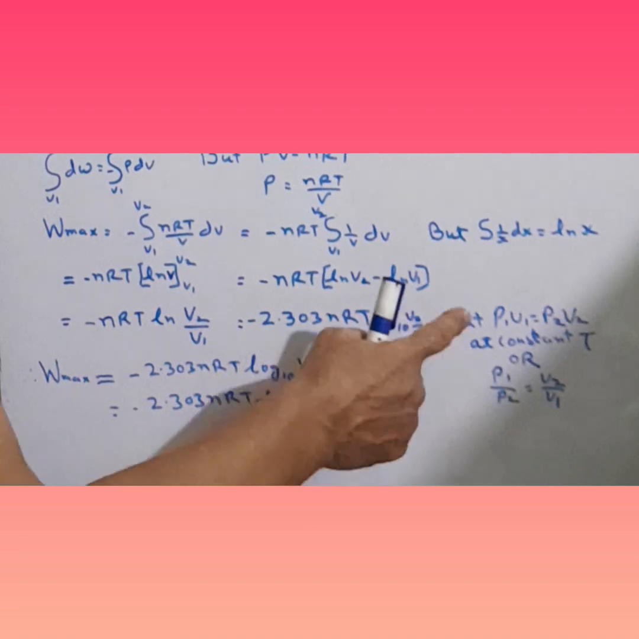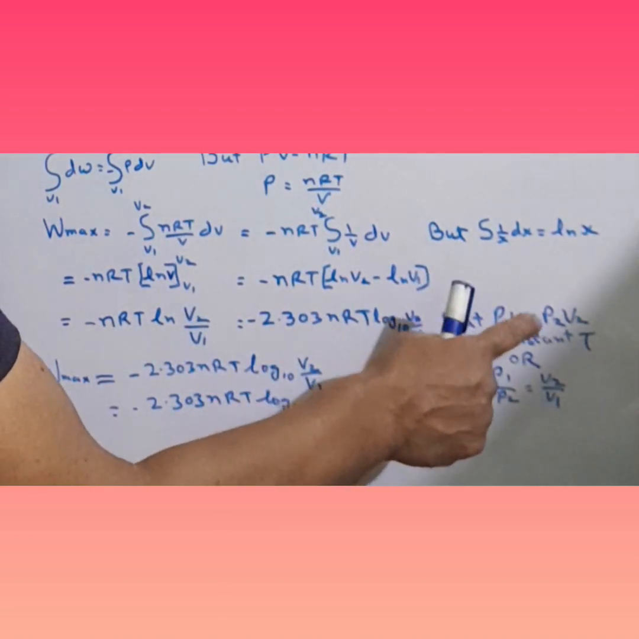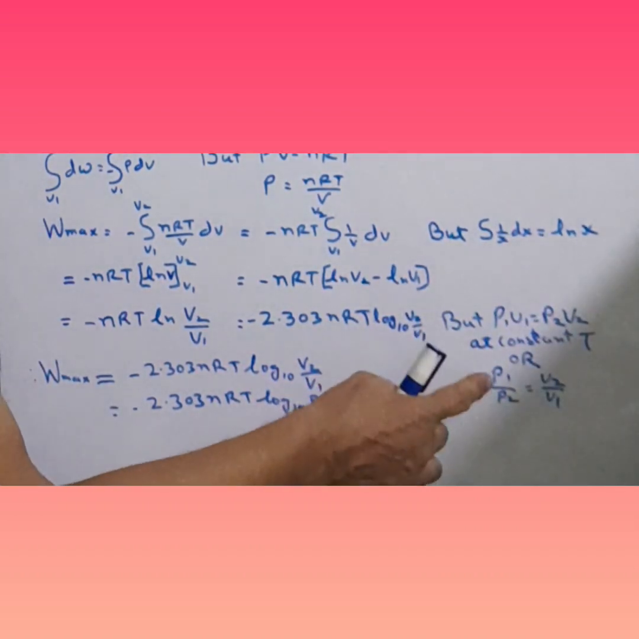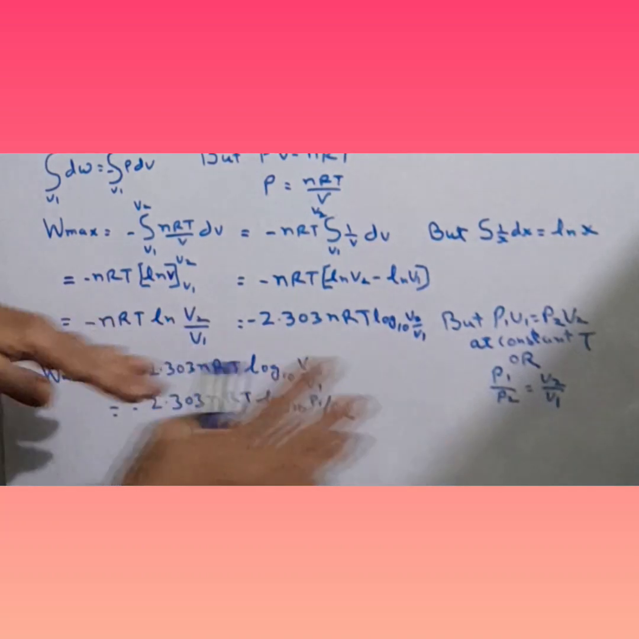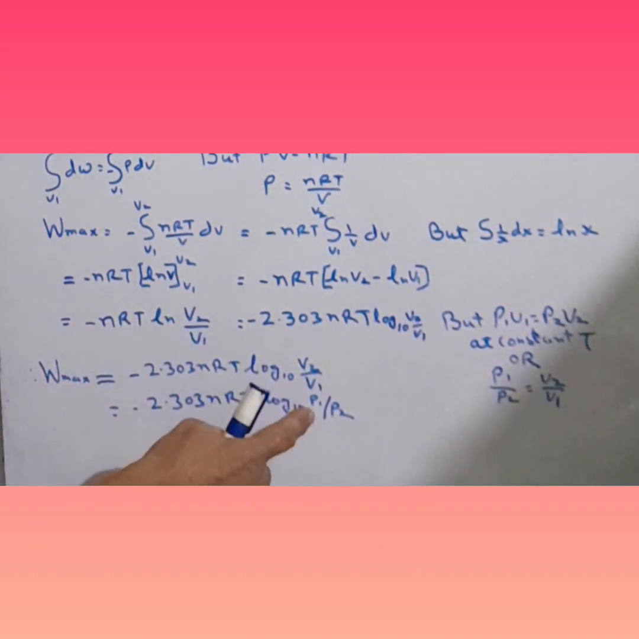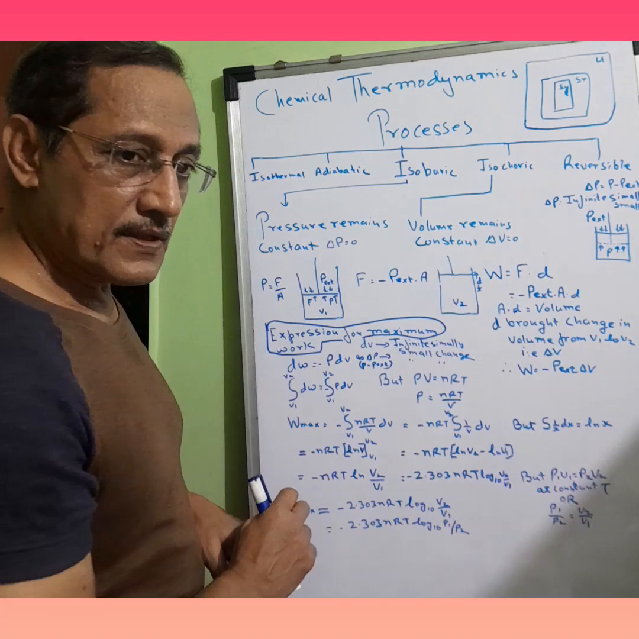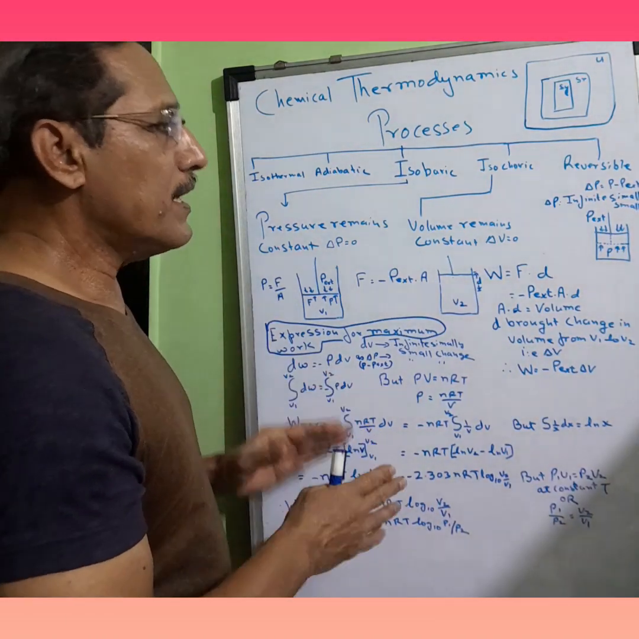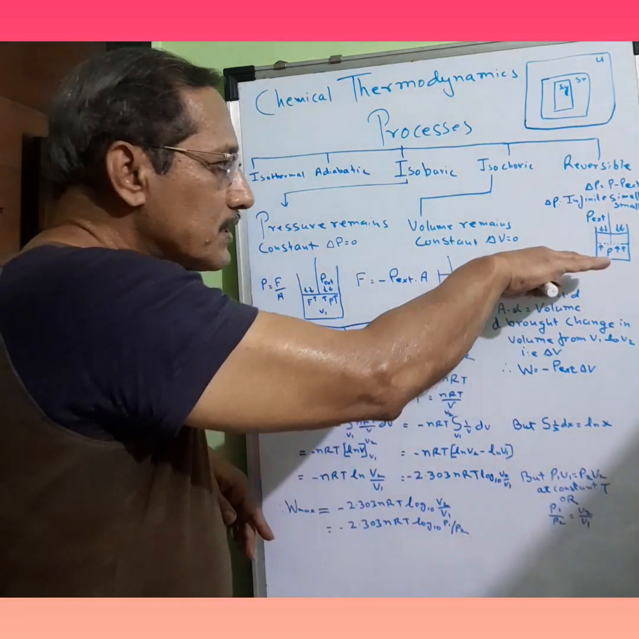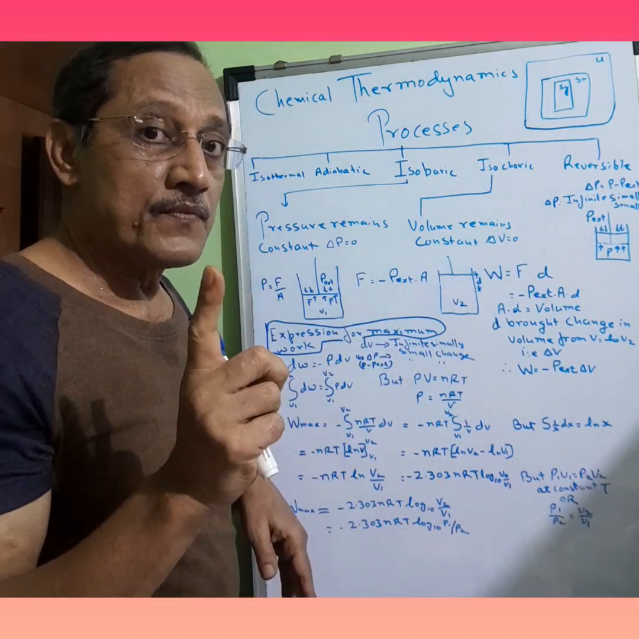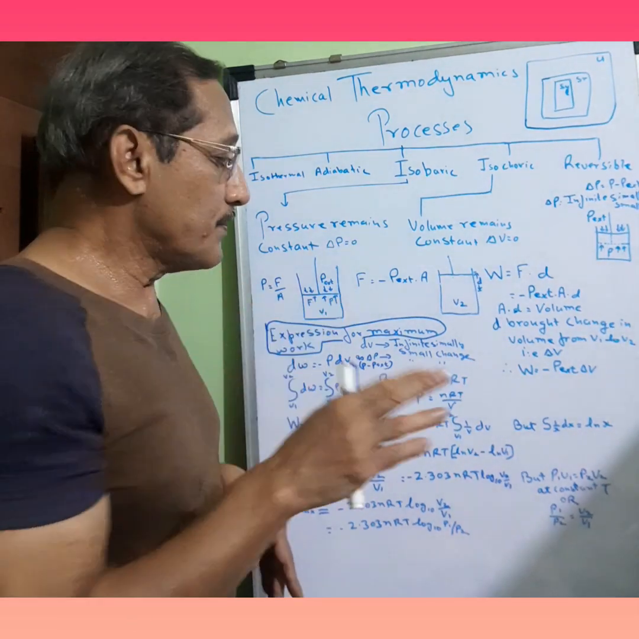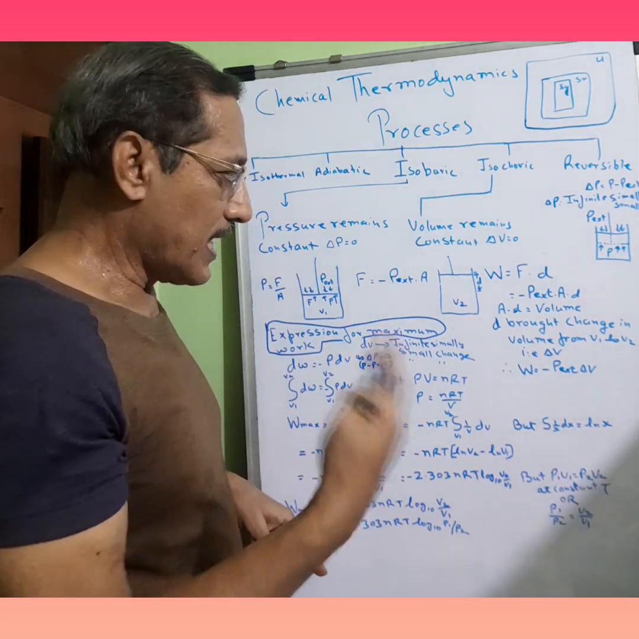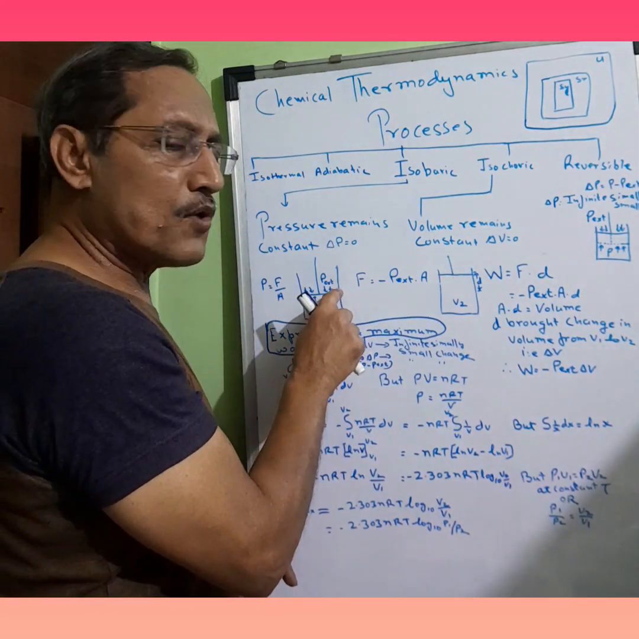But we also know that P1V1 is equal to P2V2, Boyle's law, at constant temperature. That itself means P1 over P2 is equal to V2 over V1. Fine. So V2 over V1 can also be written as P1 over P2. Got it? So this is the formula for when we are doing work reversibly and isothermally. Isothermally, so there's no change in temperature. So whenever we are doing this work, this is the formula that we are going to use. And the concept is what? It has to change by a very small value.